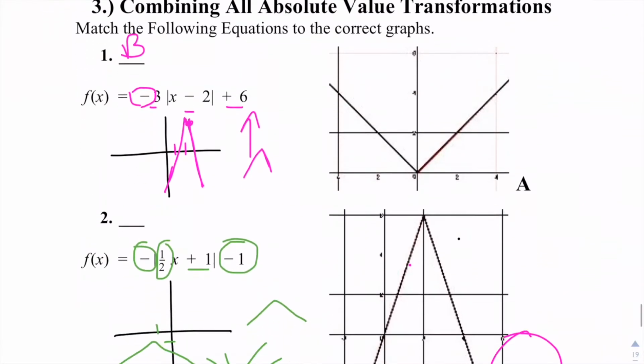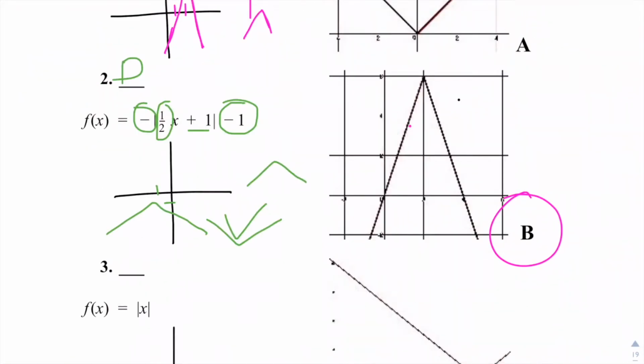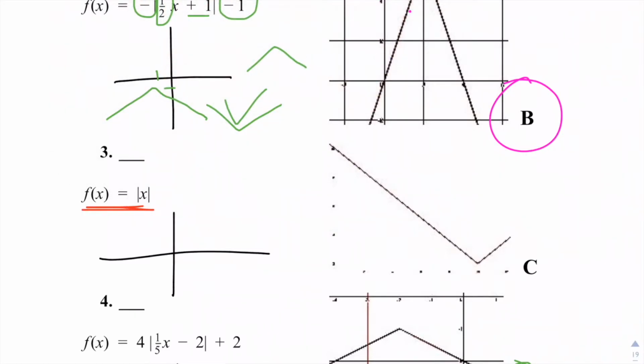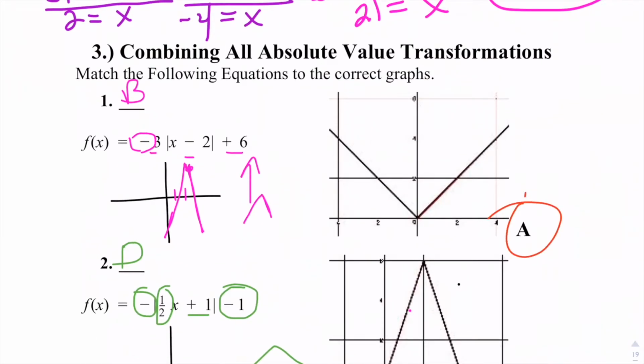When I come over here, I look for that kind of graph. Hey, and looky right there, letter D. And we should all recognize this one right here as the parent function. We've been graphing it throughout these notes. So we know that this absolutely looks like that right there. And A is definitely the parent function.